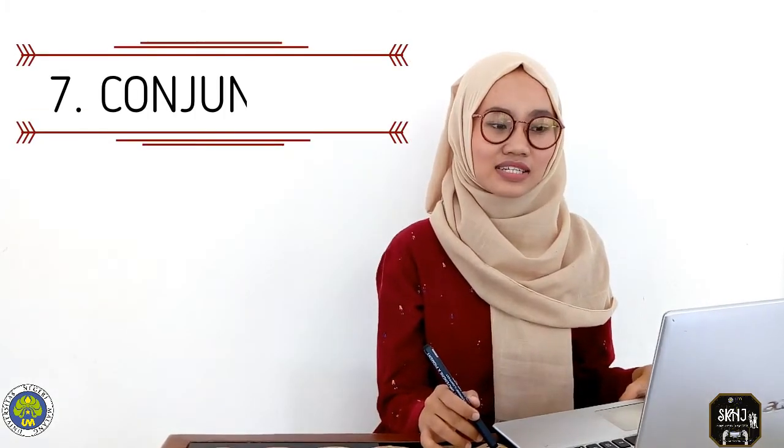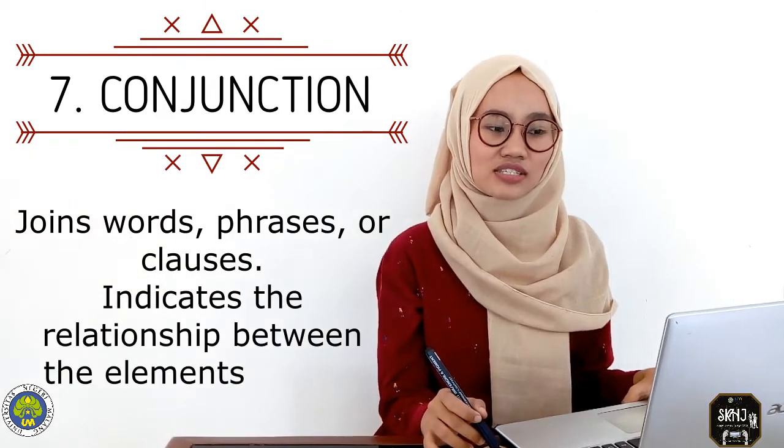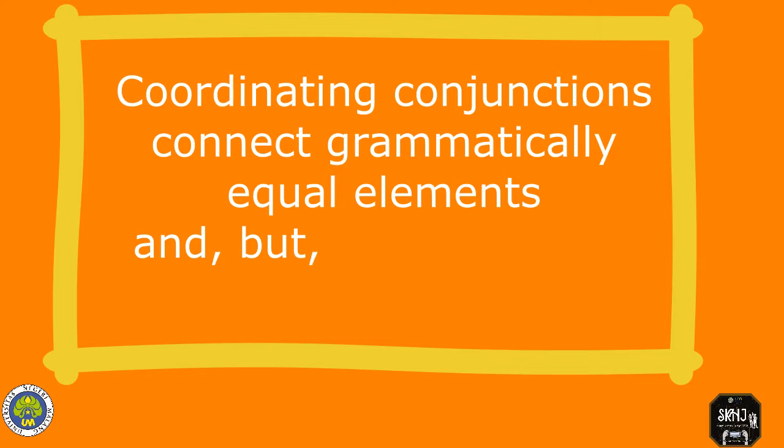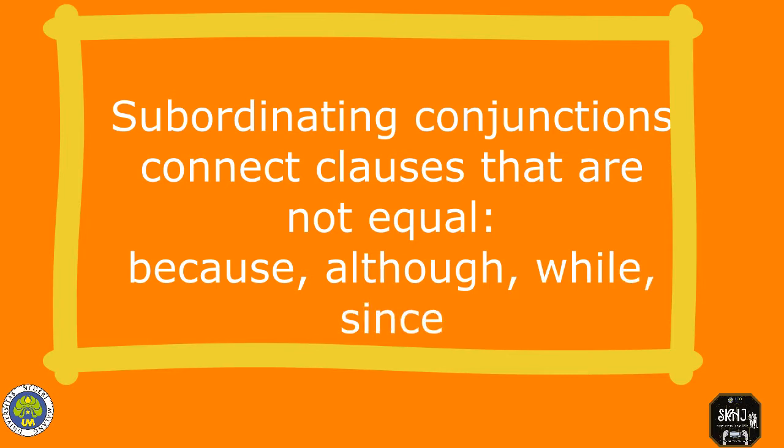And the seventh is conjunction. A conjunction joins words, phrases, or clauses and indicates the relationship between the elements joined. Coordinating conjunctions connect grammatically equal elements, for instance, and, but, or, nor, for, so, and yet. Subordinating conjunctions connect clauses that are not equal, for instance, because, although, while, and since. But there are other types of conjunction as well.